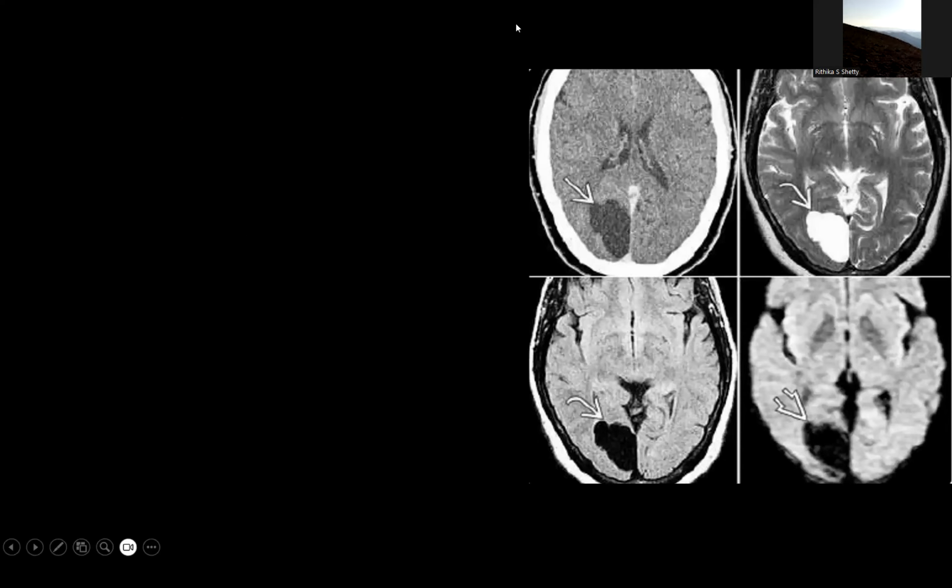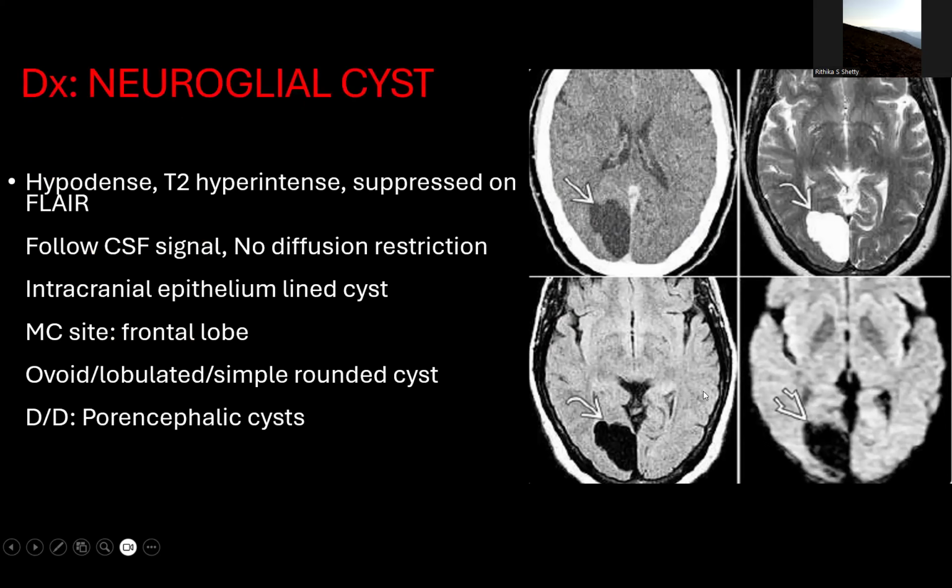Now coming to the intra-axial cyst. Here we can see a well-defined intra-axial cyst, which is hypodense on CT, T2 hyperintense, FLAIR may suppress, does not show diffusion restriction, and has its own epithelial lining. This is nothing but a neuroglial cyst. The most common location is the frontal lobe, but in our case, it is in the occipital lobe.